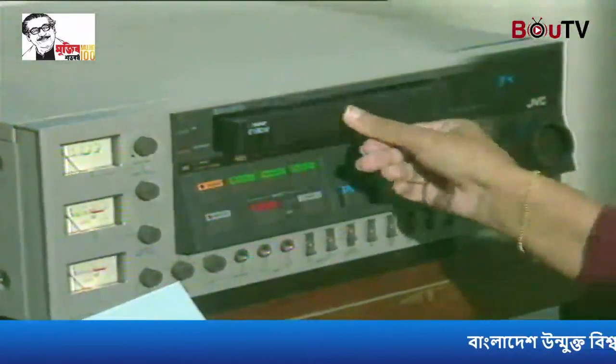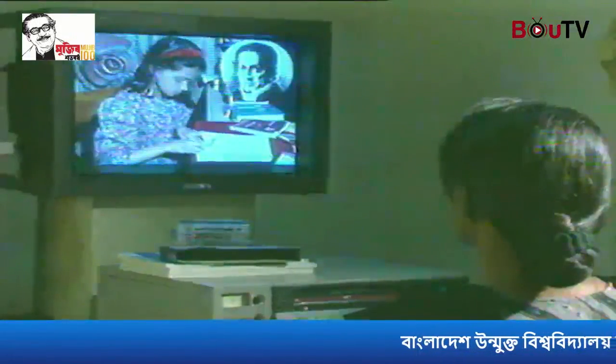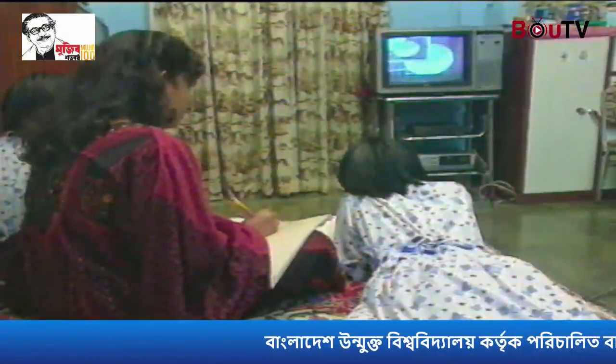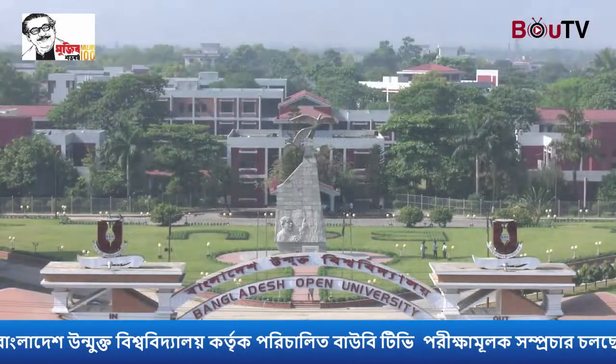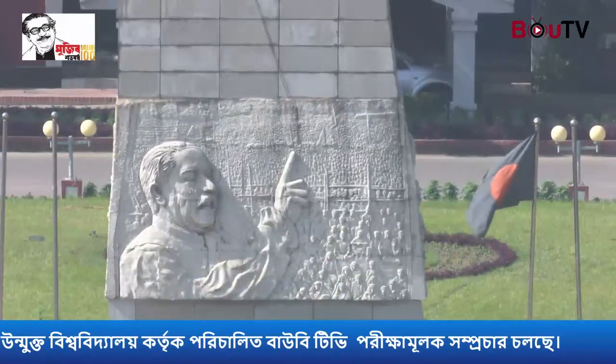Open and distance learning has been practiced since 1962. In continuation of this process, the National Parliament of Bangladesh passed an act, hence the establishment of Bangladesh Open University on the 21st of October 1992.